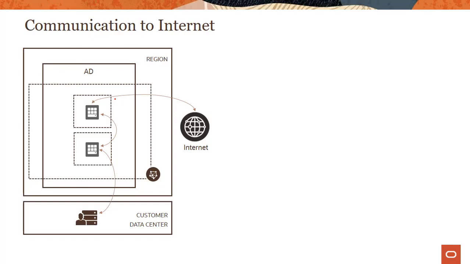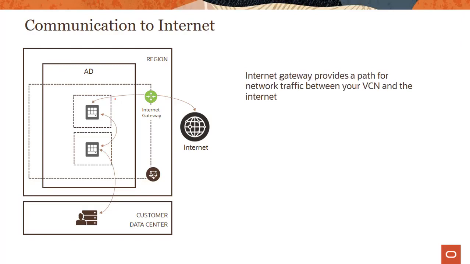Now, let's look at the communication pattern we talked about, right? Why did you create a VCN in the first place? Well, we want instances to communicate, right? So the first scenario is communication to the internet. The simplest scenario is you are running a web server here, and you want the traffic to go out. It's a web server, it's a load balancer.